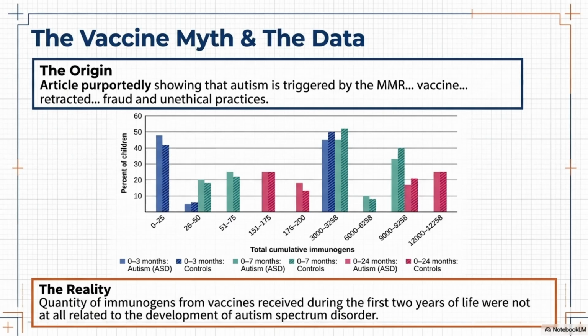The journal fully retracted the article years later after evidence surfaced proving outright fraud and highly unethical practices by the lead researcher. The data was essentially fabricated to support the conclusion. But a retraction in a medical journal doesn't unring the bell in the public consciousness. It does not. The media reporting had already established the fear.